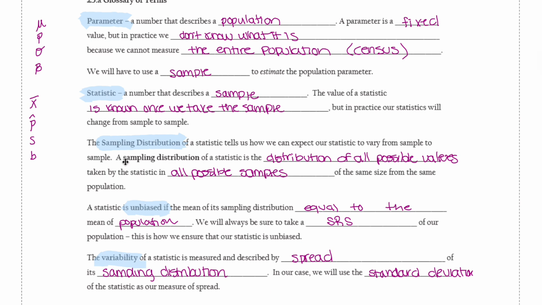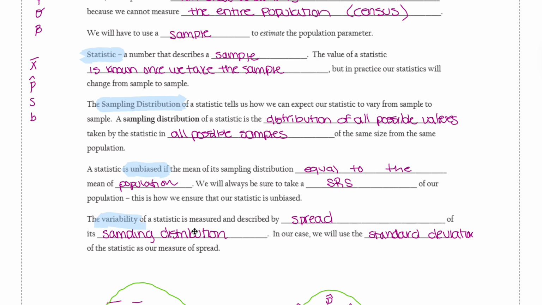A sampling distribution of a statistic is the distribution of all possible values taken by the statistic in all possible samples of the same size from the same population. A statistic is unbiased if the mean of its sampling distribution is equal to the mean of the population. We will always be sure to take a simple random sample of our population. This is how we ensure that our statistic is unbiased.